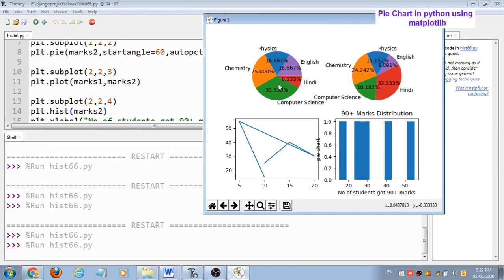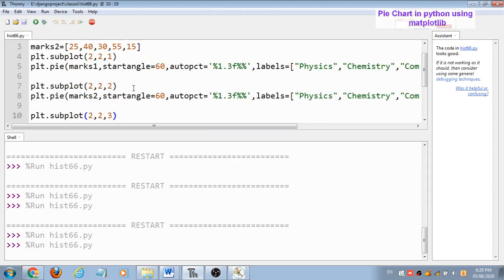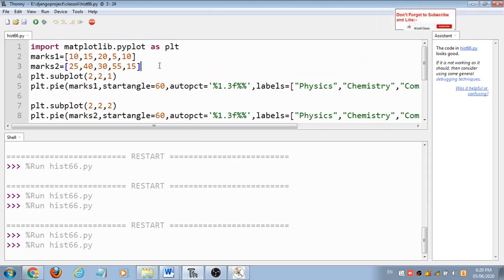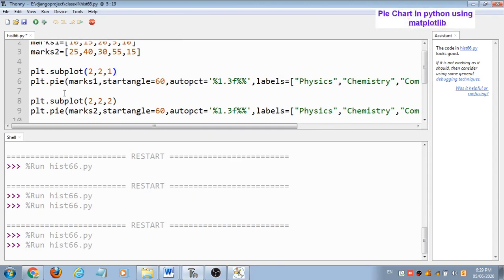So this is a pie chart, then at its second index we again have a pie chart, then we have this line chart at 2, 2, 3, then at 2, 2, 4 we have this histogram. So in a single figure you are drawing multiple charts. This is the magic of the subplot function. I believe that you all understand this using subplot.